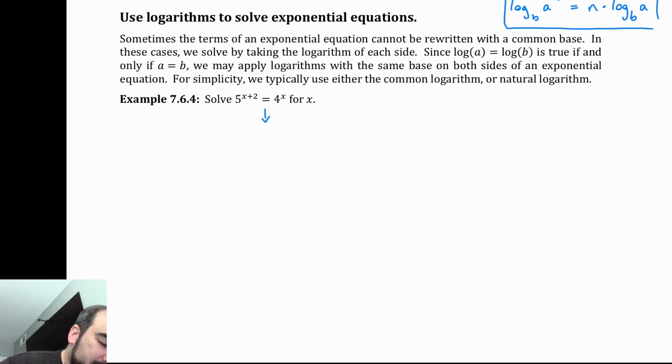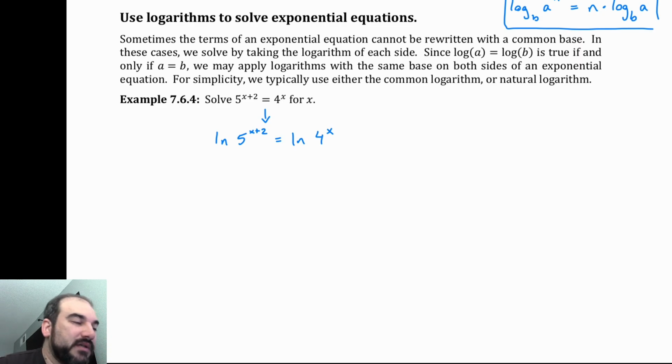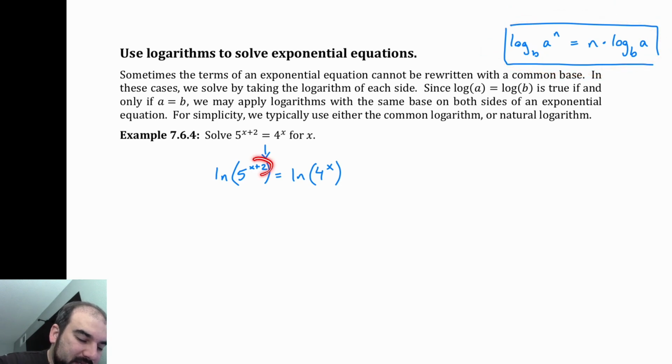So if I take the natural log of both sides, this is what it looks like. I'll say natural log of 5 to the x plus 2 equals the natural log of 4 to the x. So I take the natural logarithm of both sides. And in doing so, I can now use this power rule from before, and I can take these exponents and move them to the front of each logarithm. So I'll have x plus 2 times natural log of 5 and x times the natural log of 4.